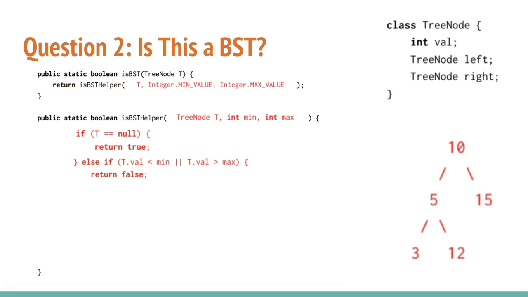Along the same lines, we want all nodes of the right subtree to be greater than t's value. So the interval passed in would be between t's value and the current maximum.